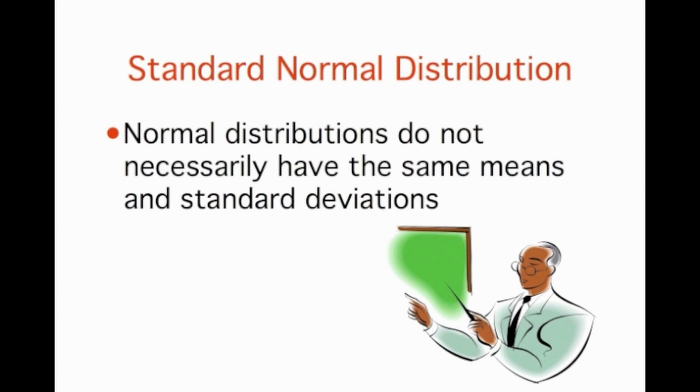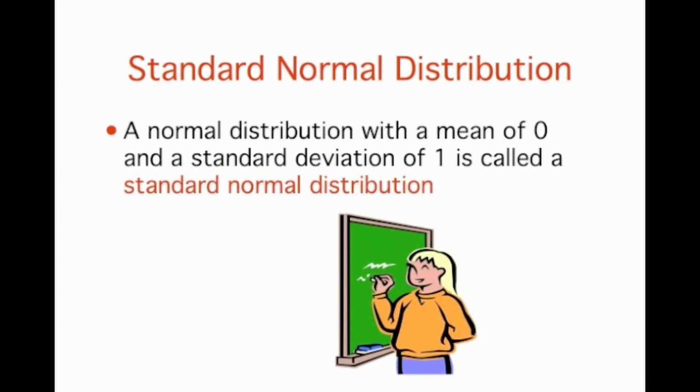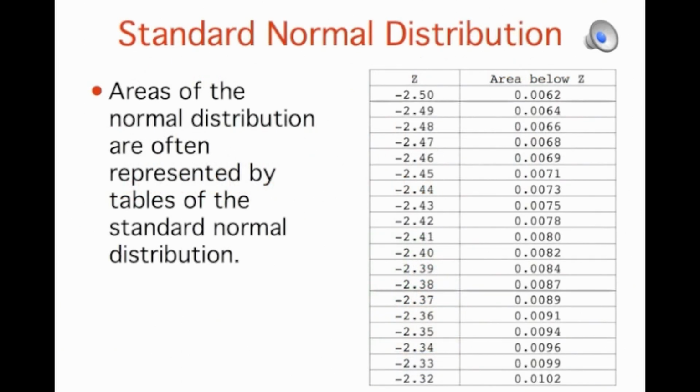As discussed in the introductory section, normal distributions do not necessarily have the same means and standard deviations. A normal distribution with a mean of 0 and a standard deviation of 1 is called a standard normal distribution. Areas of the normal distribution are often represented by tables of the standard normal distribution.